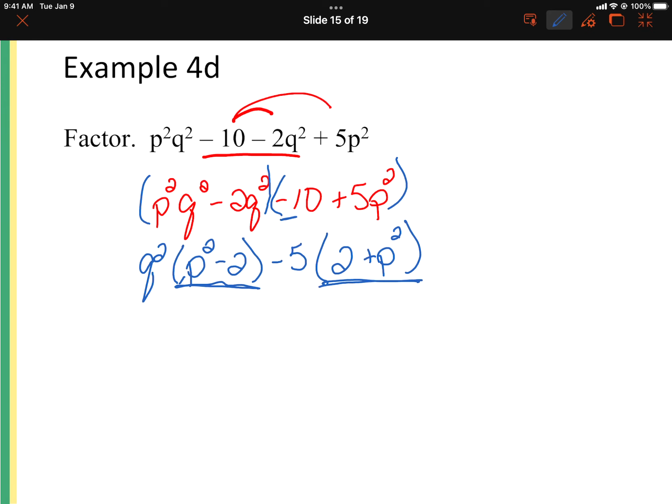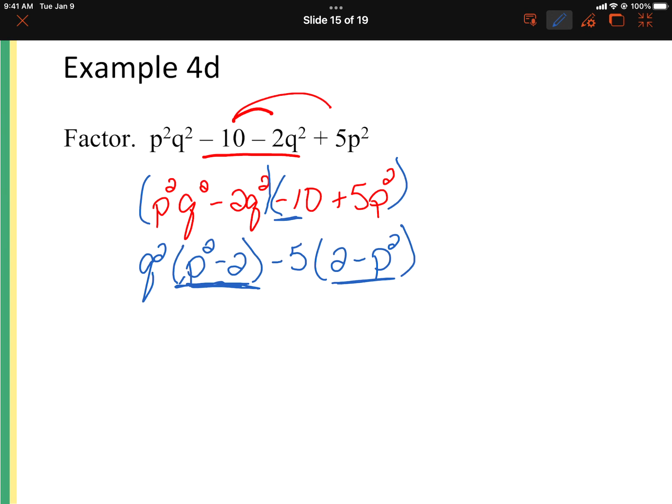Oh wait, no one caught my mistake on here. This should be a minus, whoops. I wrote it wrong. This should be 2 minus p squared. Okay? Because I took out a negative, so if I take the negative out, this becomes positive, this becomes negative. Well, they're not exactly the same, because this is p squared minus 2, this is 2 minus p squared, right? Just a minute and I'll answer your question.